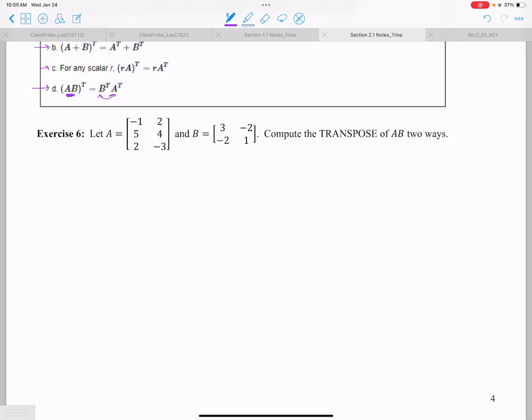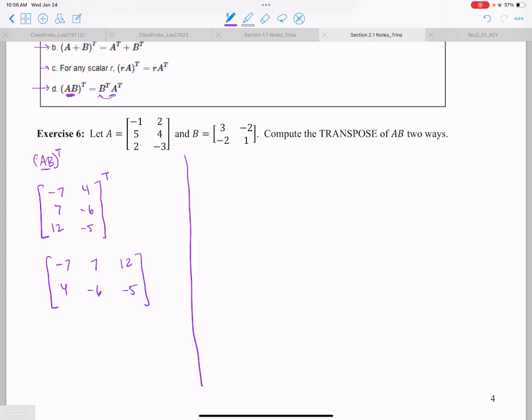So lastly, I want to find the transpose of AB in two ways. So our goal is to find (AB) transpose. One way would be to multiply the two matrices first. So go ahead and multiply those two. And then we can take the transpose.